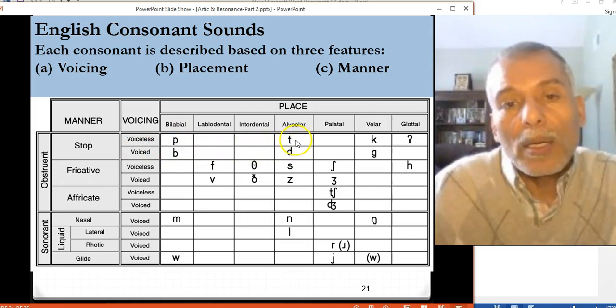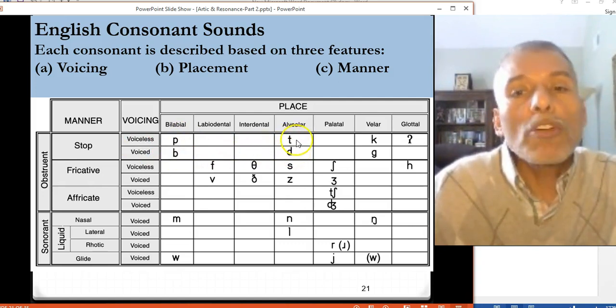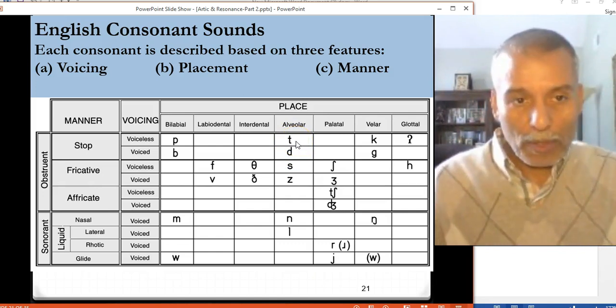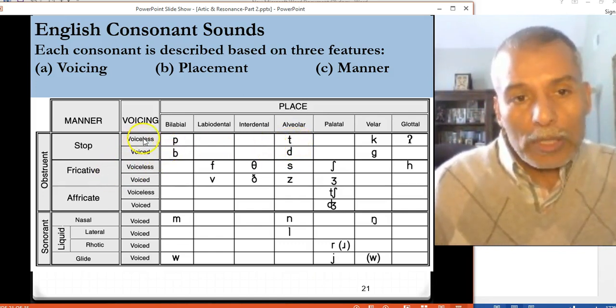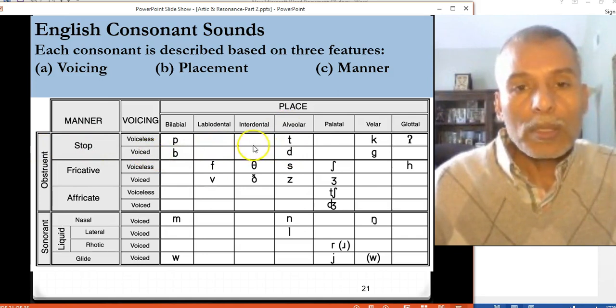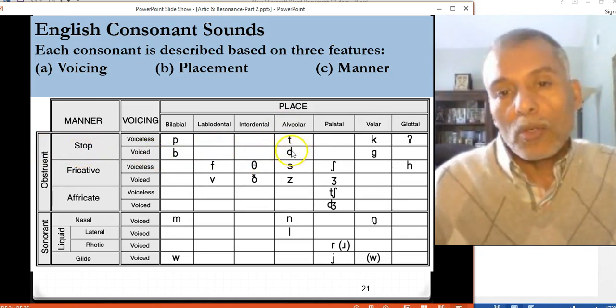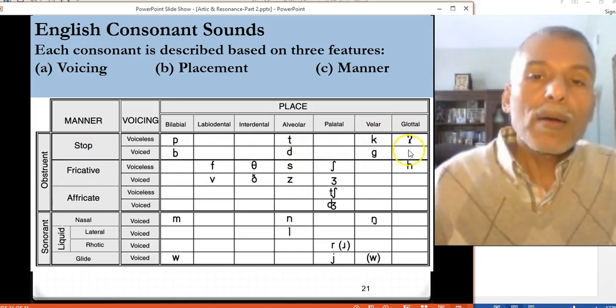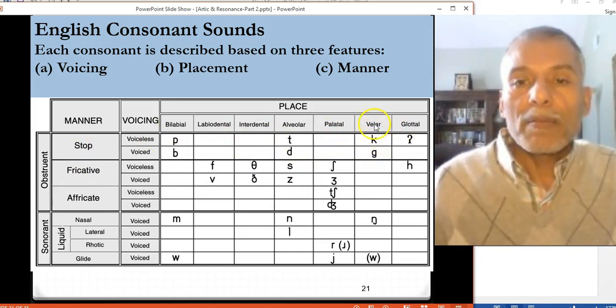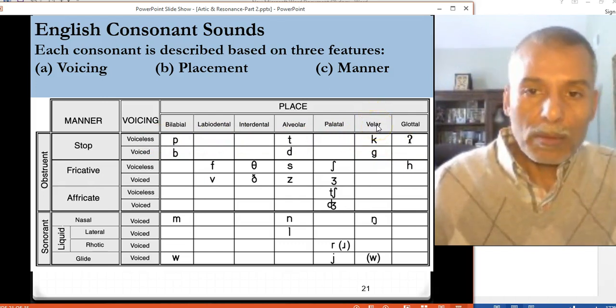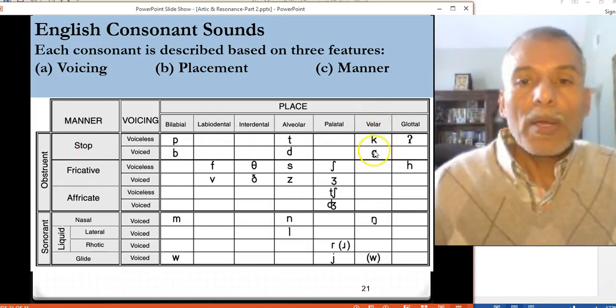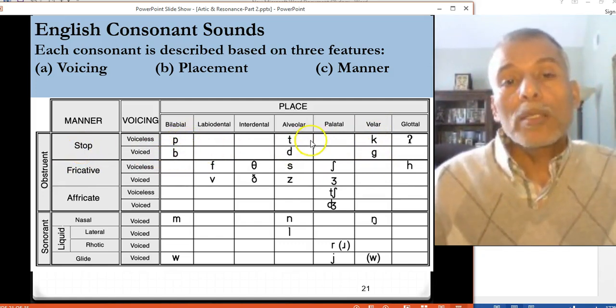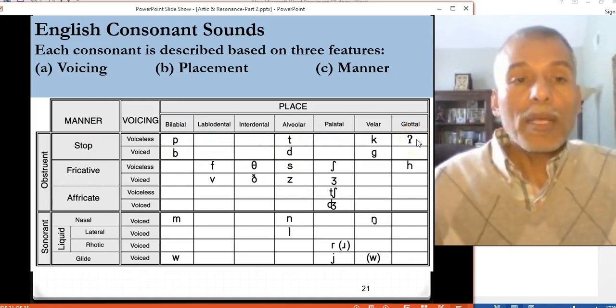Stops. And then the T and D. Try these sounds so you can feel where you make them. T is a voiceless alveolar stop. How about the D? Voiced alveolar stop. And then you go back to say the K, voiceless, and then velar, because the velum contacts the back of the tongue, and it's a stop. And the G is a voiced velar stop. So 3 pairs, 1, 2, 3, and a single sound make the stops.